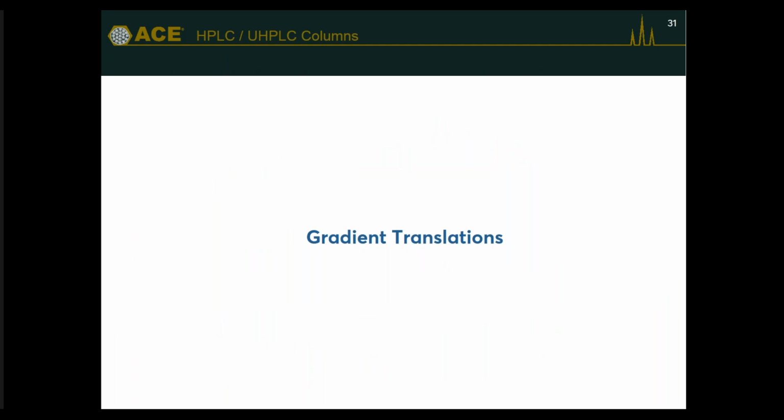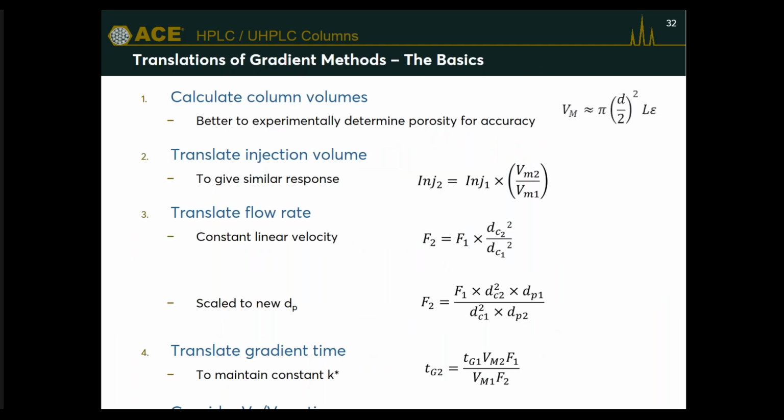So that was isocratic translations. What about gradient translations? There are some similar equations for gradient translations, but there are also some differences as well. And you can see there's a list of the different equations down there.